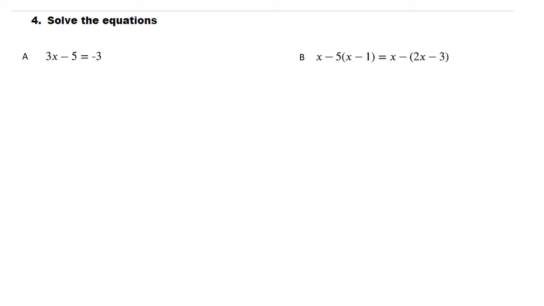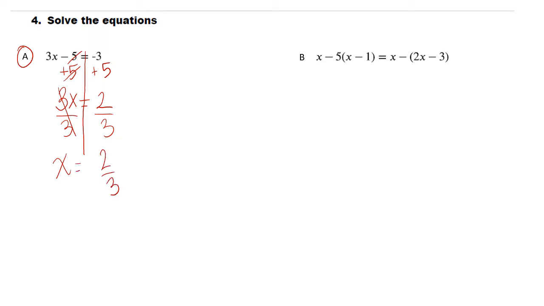Okay, so this is number 4 on the test. I'm going to call this A just so that we can call it something. I'm going to go ahead and solve it. So my first step is I'm going to add 5 on both sides. These cancel out. I get 3x is equal to negative 3 plus 5, which would be positive 2. To finish solving this, I divide by 3. And I don't want to change it to a decimal, so I'm just going to leave it exactly like that.